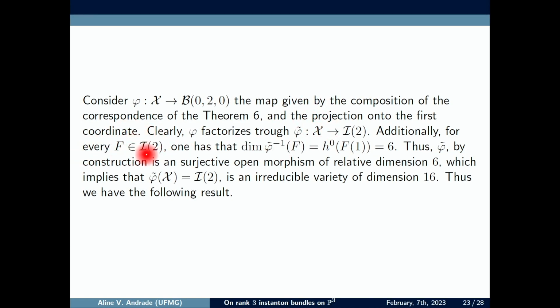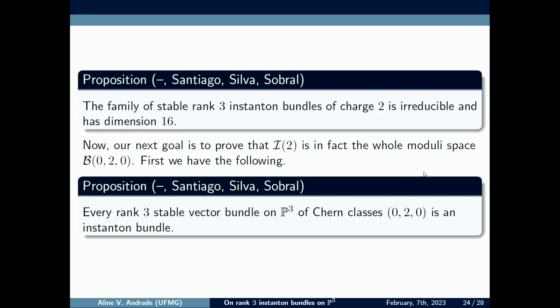For every instanton bundle over here, we have that this dimension is in fact 6. So this guy, given by our construction, is a surjective, open morphism of relative dimension 6, which implies that this is a reducible variety of dimension 16, 22 minus 6. And we have our result. So the family of stable rank 3 instanton bundles of charge 2 is reducible and has dimension 16. Okay?